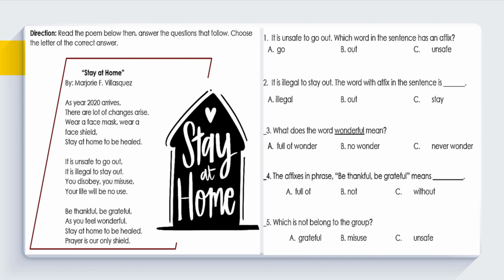4. The affixes in the phrase be thankful, be grateful mean blank. A. Full of. B. Not. C. Without. 5. Which does not belong to the group? A. Grateful. B. Misuse. C. Unsafe.